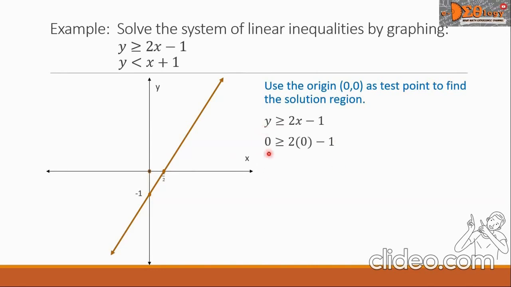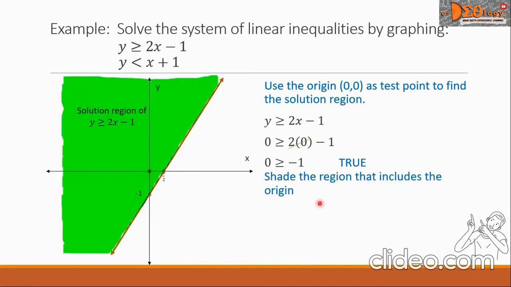So we have y becomes 0 is greater than or equal to 2 times x, and the x becomes 0, and minus 1. 2 times 0 is simply cancelled out. So we have 0 is greater than or equal to negative 1. And this is a true statement. It means to say we're going to shade the region that includes the origin. So this is now the shaded region, and this is the solution of the first inequality, y is greater than or equal to the quantity 2x minus 1.